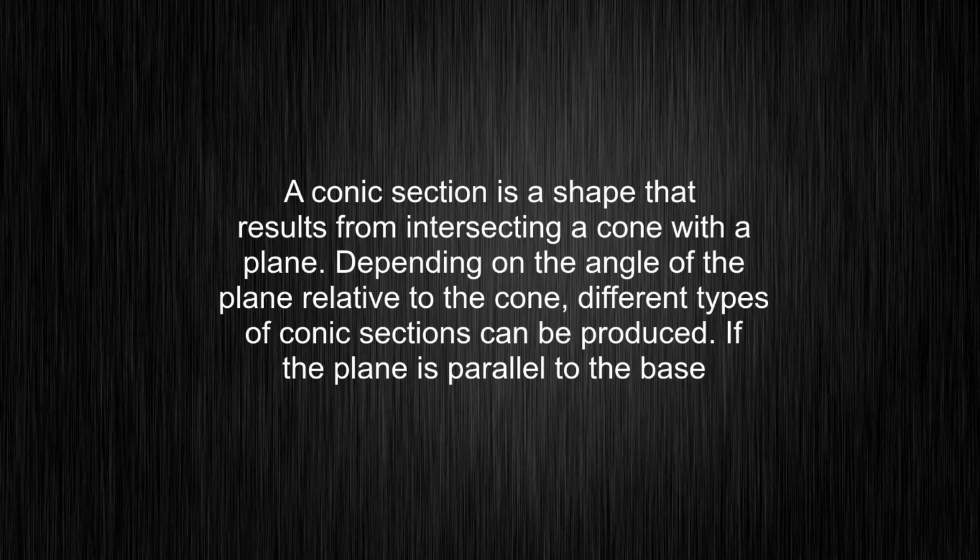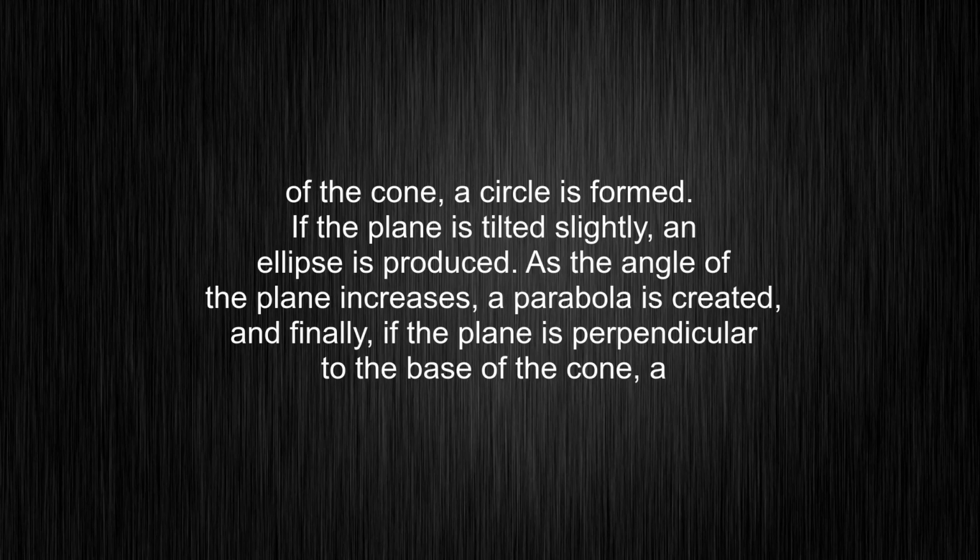A conic section is a shape that results from intersecting a cone with a plane. Depending on the angle of the plane relative to the cone, different types of conic sections can be produced. If the plane is parallel to the base of the cone, a circle is formed. If the plane is tilted slightly, an ellipse is produced.